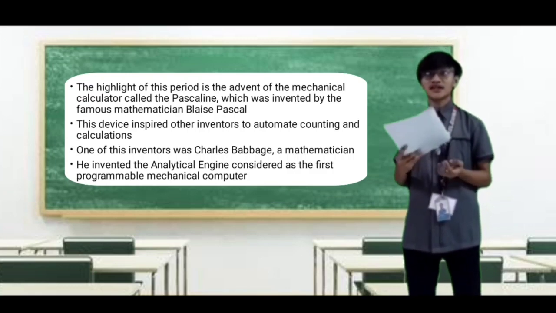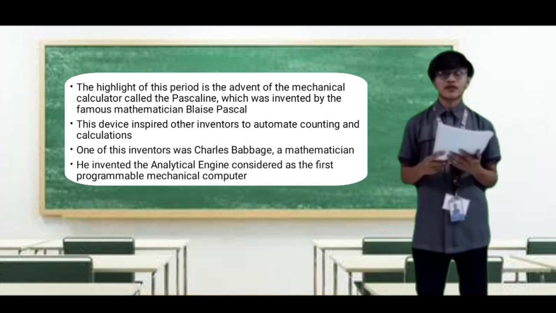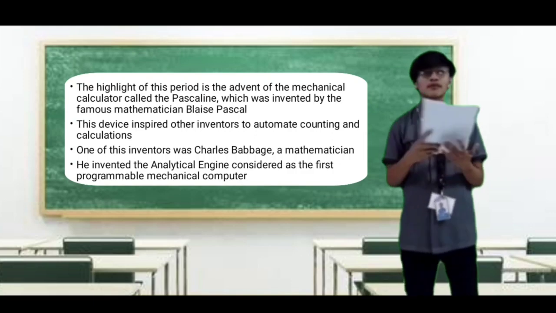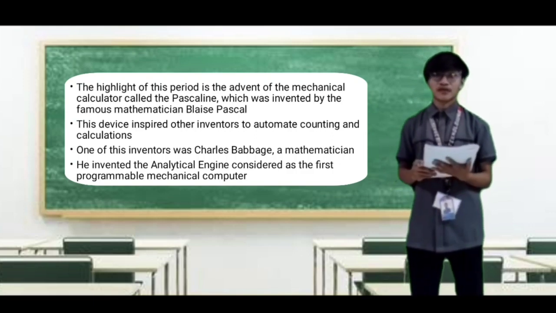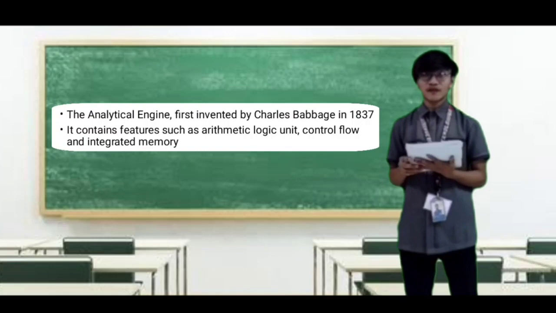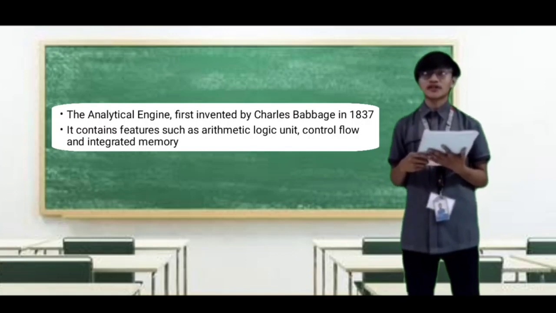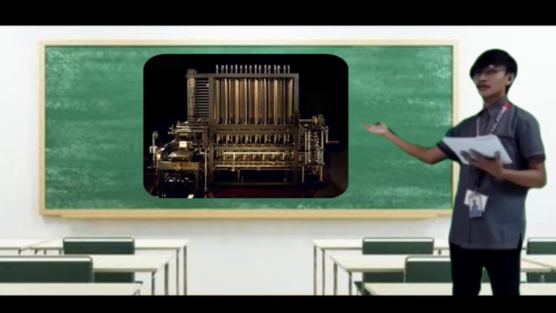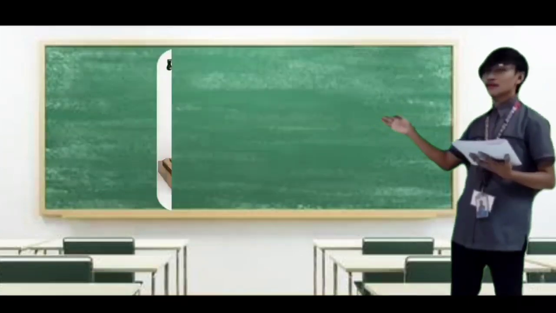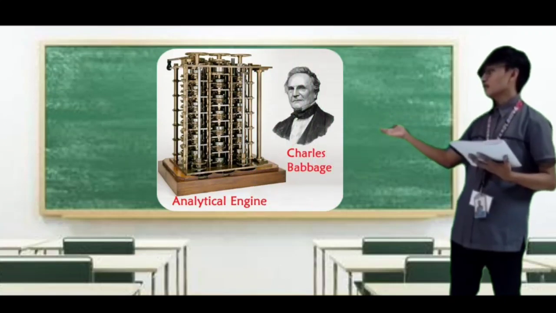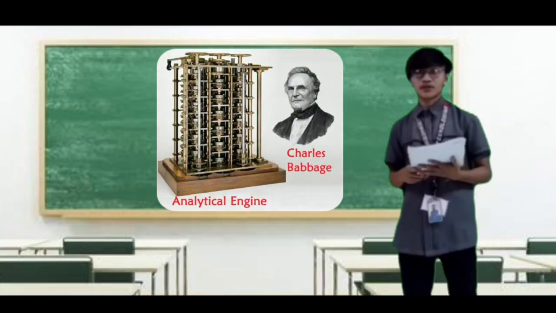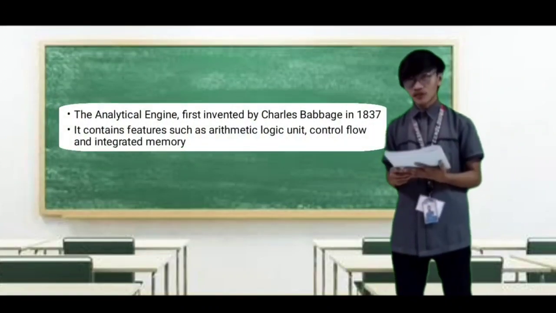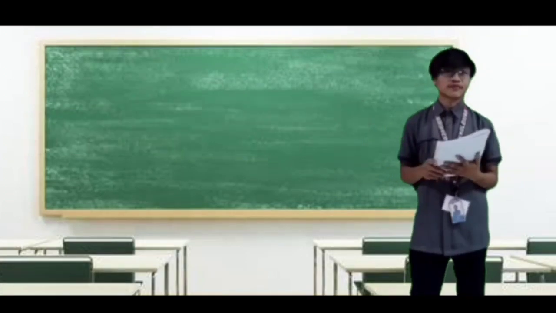He invented the analytical engine, considered the first programmable mechanical computer. So the analytical engine was invented by Charles Babbage in 1837. This is the picture of the analytical engine. It contains features such as arithmetic, logic, control flow, and integrated memory.